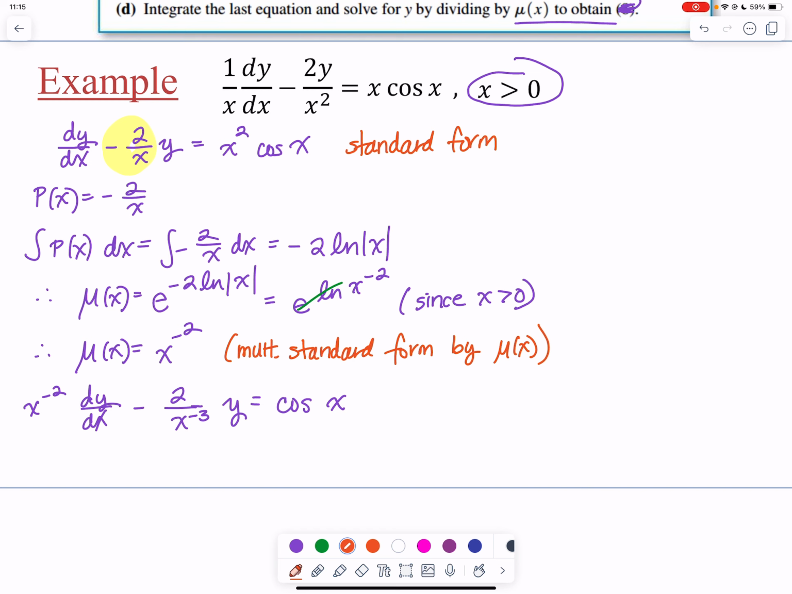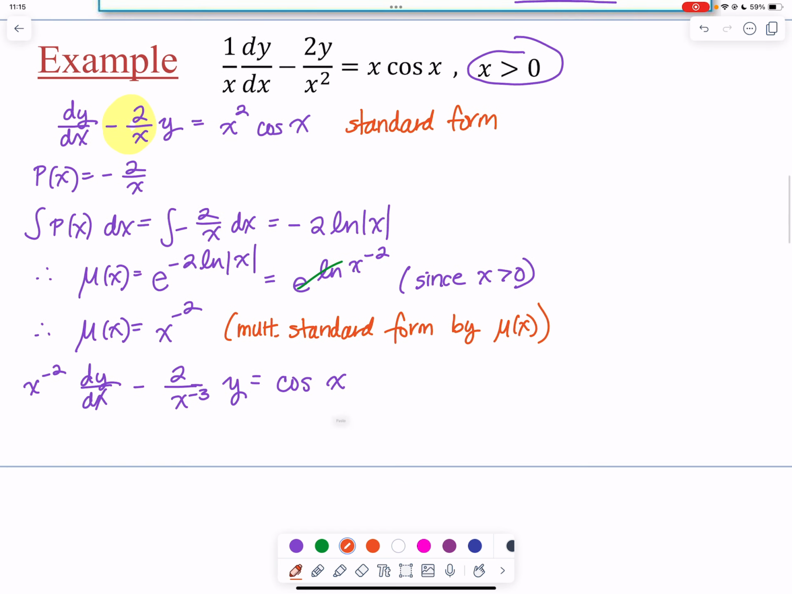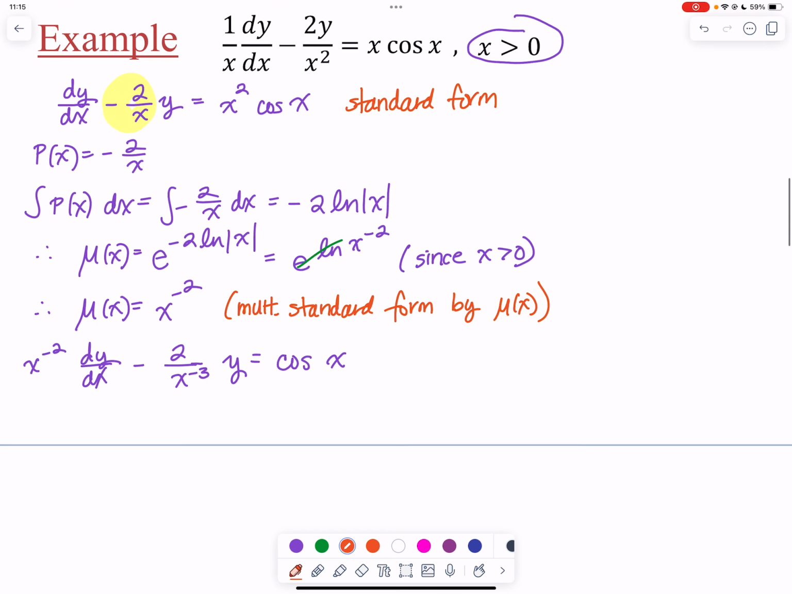Okay, so now this is what we end up with. And here, I should have had just an x cubed here. And we can write that as x to the negative 2 dy/dx minus 2x to the negative 3 y is equal to the cosine of x.